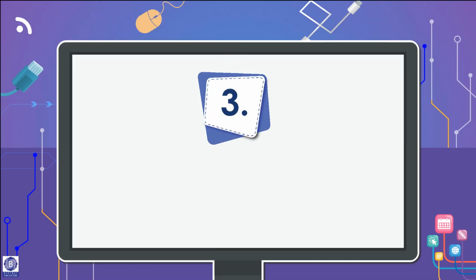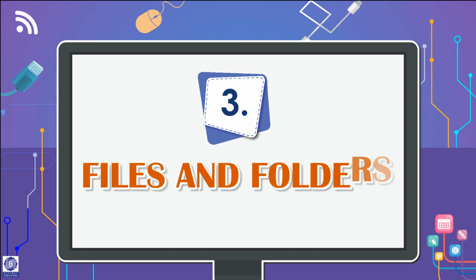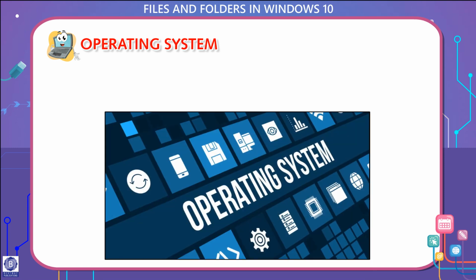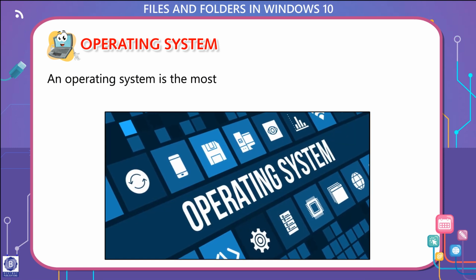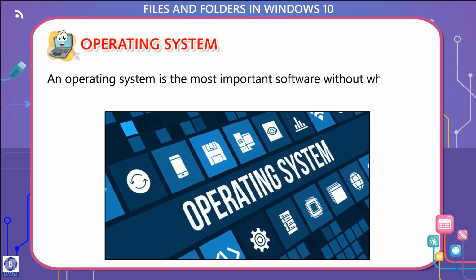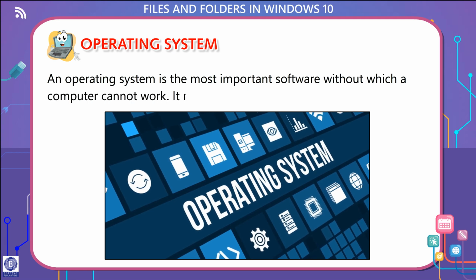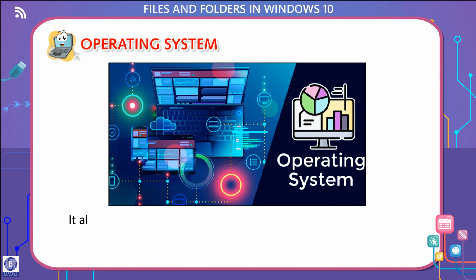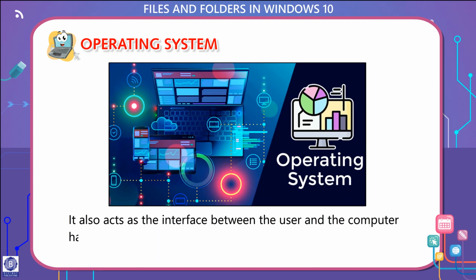Lesson 3. Files and folders in Windows 10. Operating System. An operating system is the most important software without which a computer cannot work. It manages all the resources of the computer. It also acts as the interface between the user and the computer hardware.